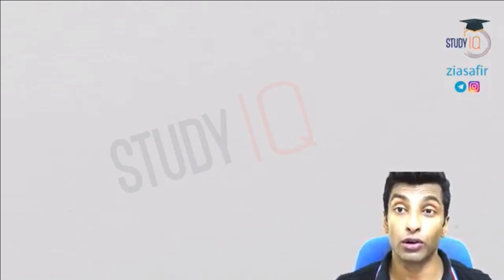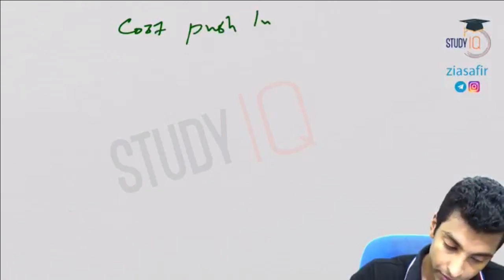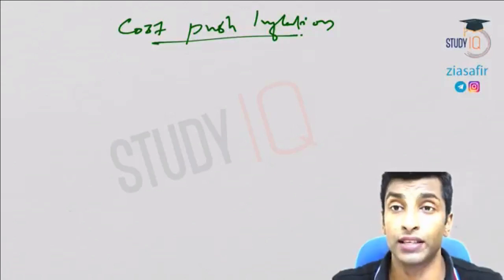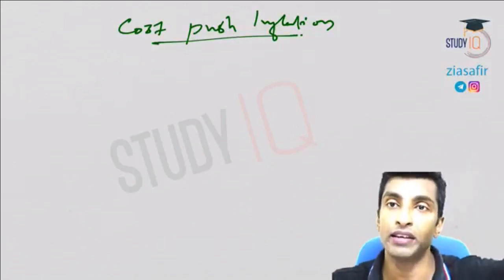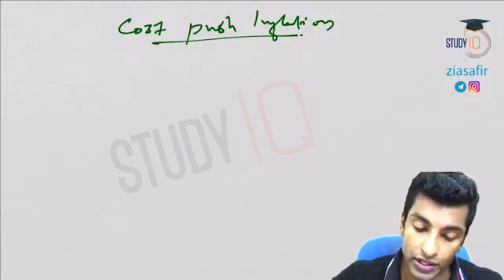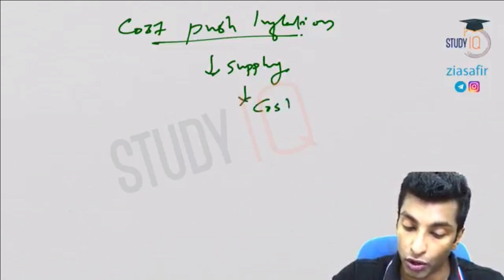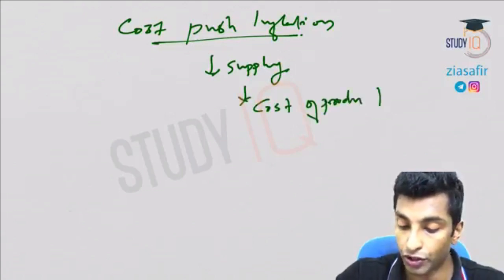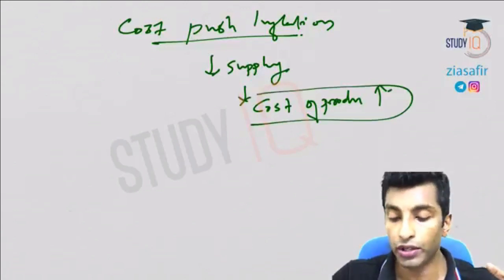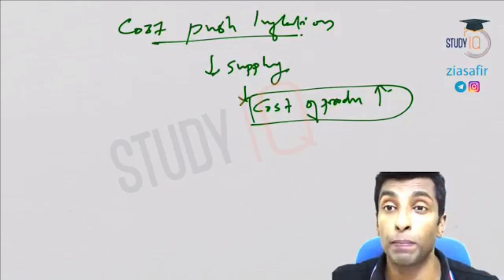Now let's go to cost push inflation. It is because of reduction in supply. The first one was increase in demand, here it is reduction in supply. How will supply reduce? Because the cost of production is more. So what you need to check is whether supply is decreased or not. How to check whether supply is decreased? Check whether cost of production is increasing or not. Earlier you were checking whether money supply is increasing or not. Now you need to check whether cost of production is increasing or not.